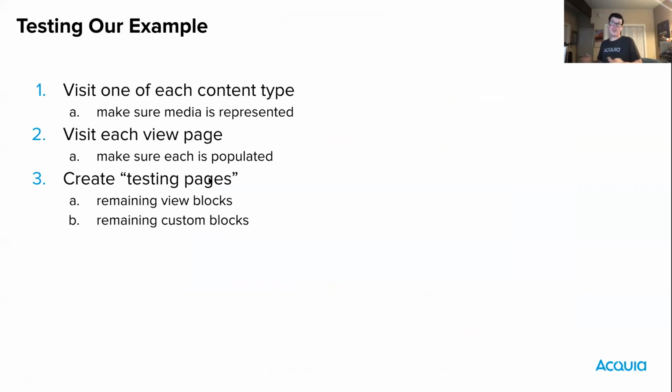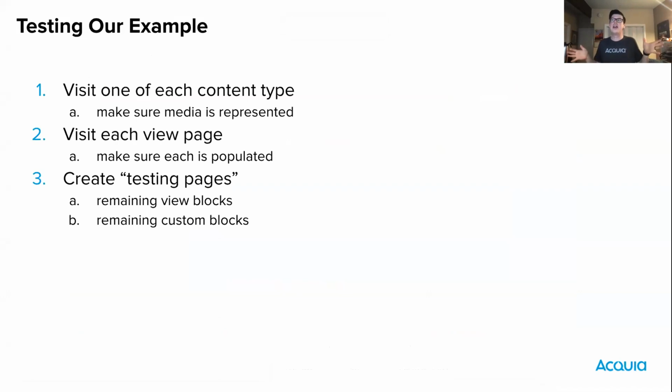So again, to test something like that, we want to make sure that every content type that we've built out is going to have a node page. So we need to visit at least one representative node page. Any view pages that you've built, yep, we're going to want to test those too. And then having some testing pages to test out your representative blocks is important.